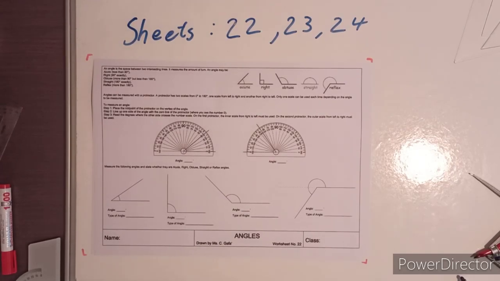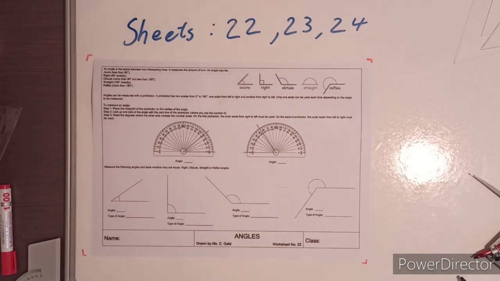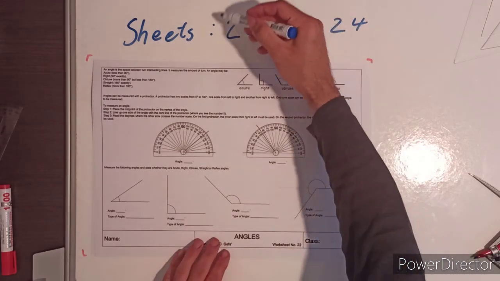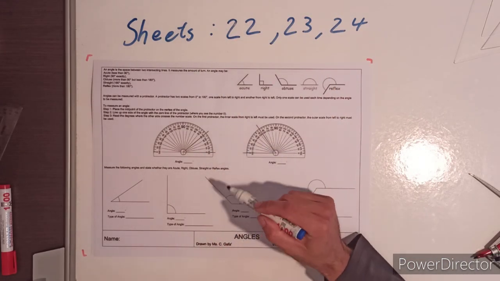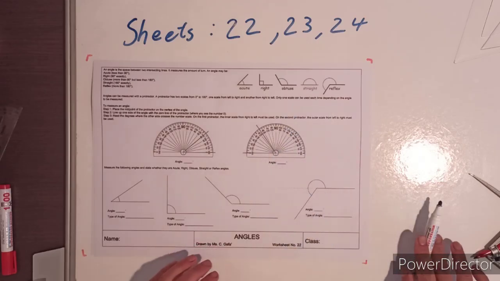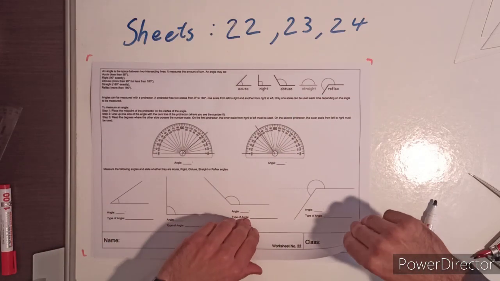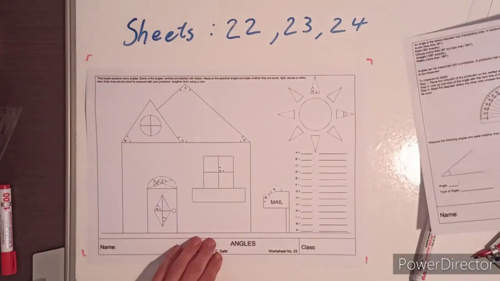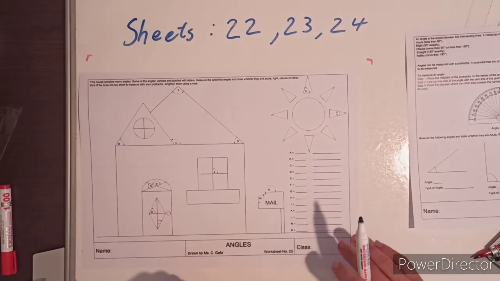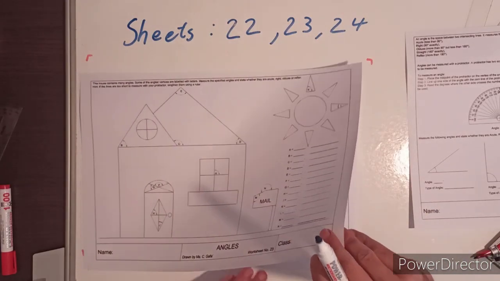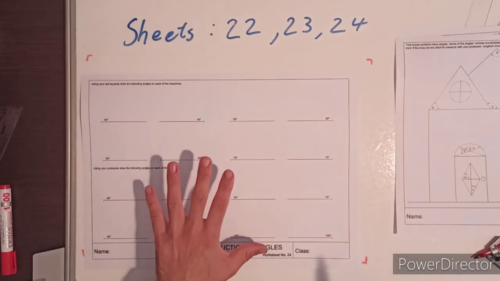Okay, so today we're going to work out sheets 22, 23 and 24. These sheets are going to be about angles. The first sheet is going to be how to measure an angle and what type of angles there exist. On page 23, it's going to be very similar to page 22, and we are going to just measure angles. On page 24, we are going to draw angles.